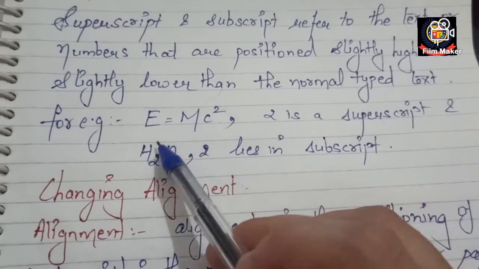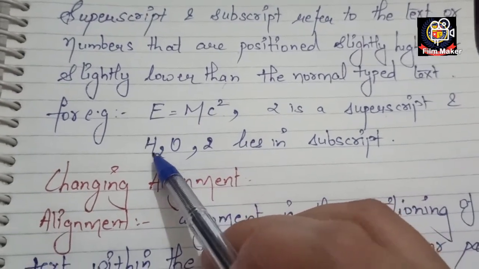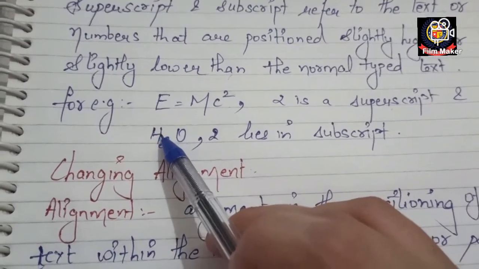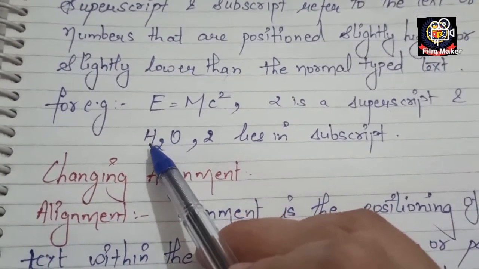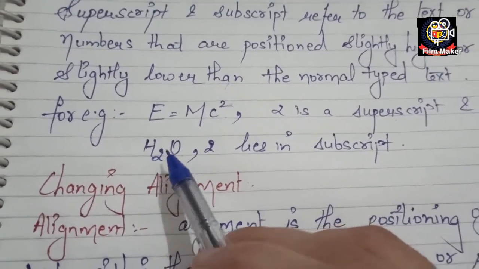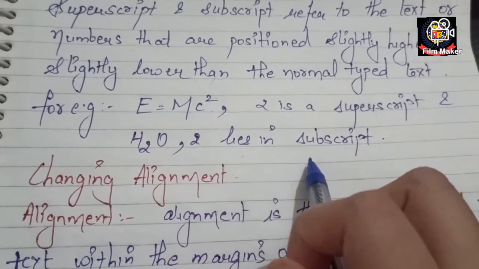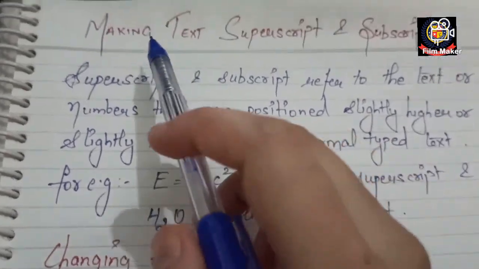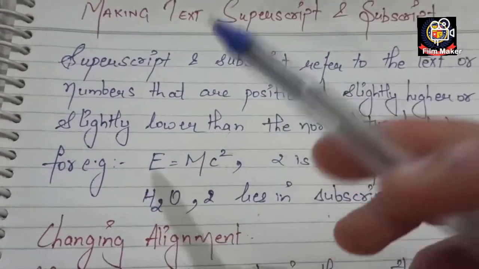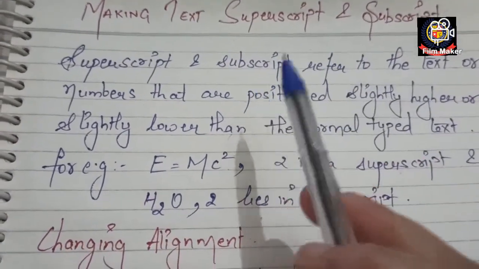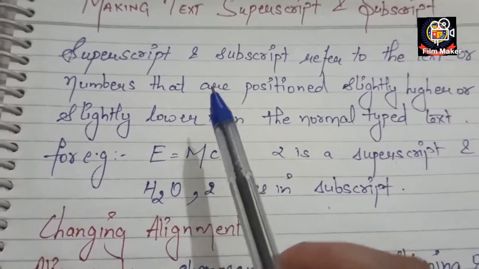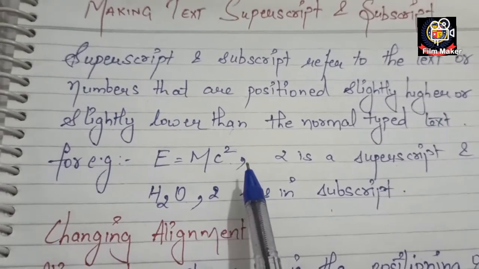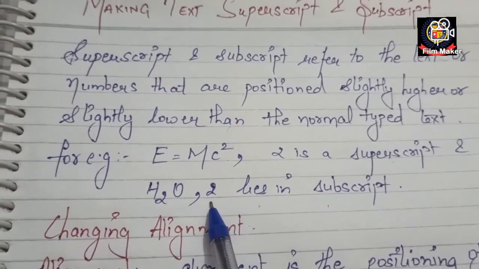Then similarly the next formula, H2O, which is water. This 2 is at the base of the hydrogen, or you can say this character H. So this 2 lies in subscript. Here this 2 is slightly lower than the normal type text. So this is about superscript and subscript. We have this feature in MS Word, so we can type a function or a formula in this manner also, because we have an option for superscript as well as subscript.